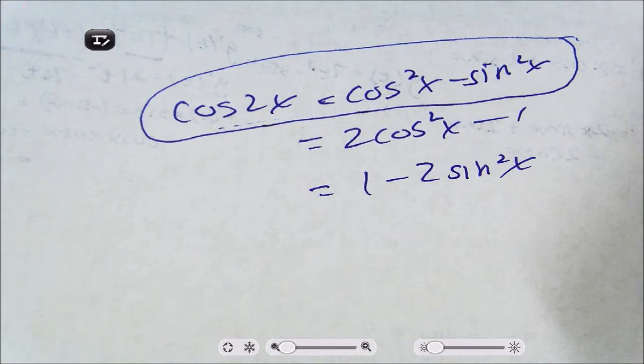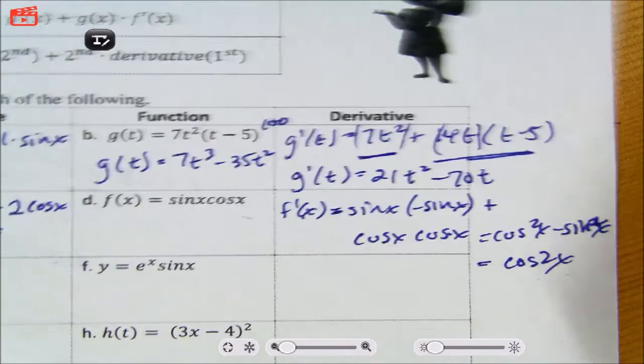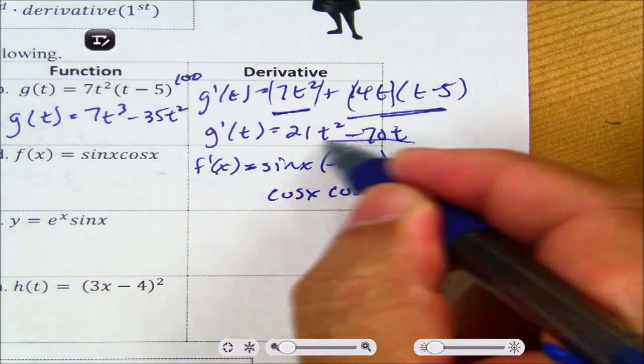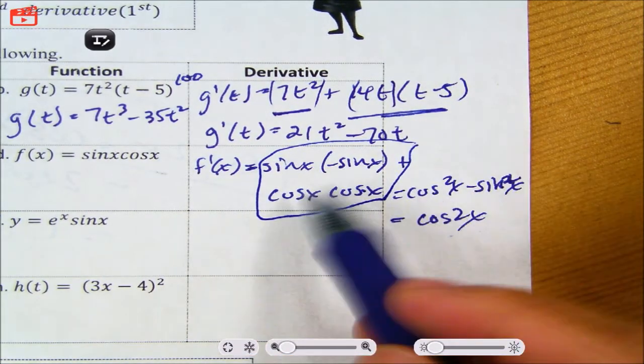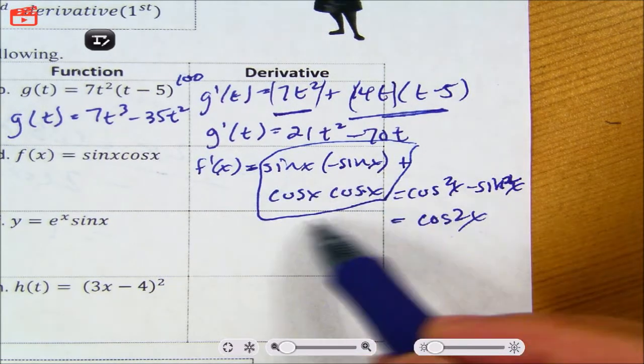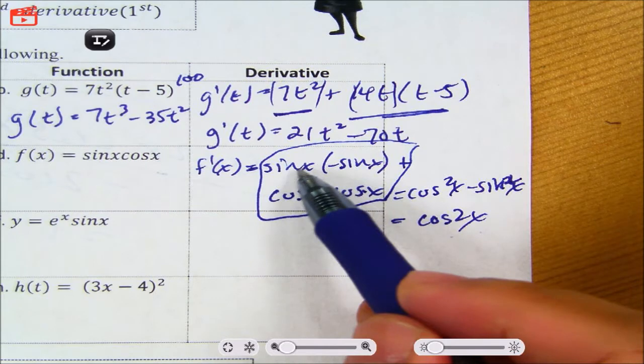If it's a free response question, you can leave it like this. You don't even have to multiply that out. On a free response question, you can leave it like that. You don't even have to multiply the sine times sine.